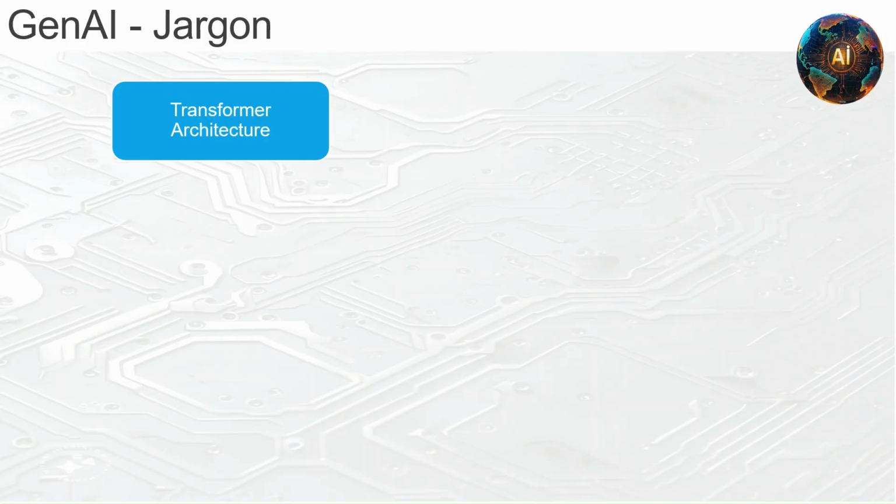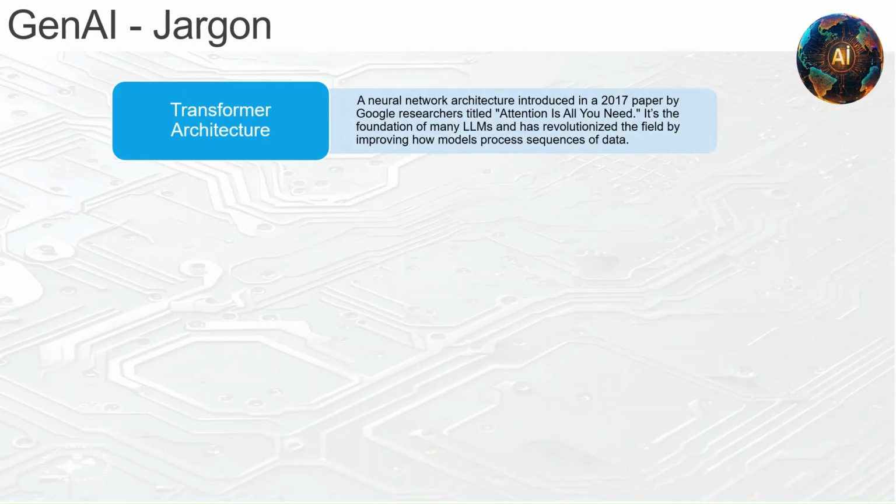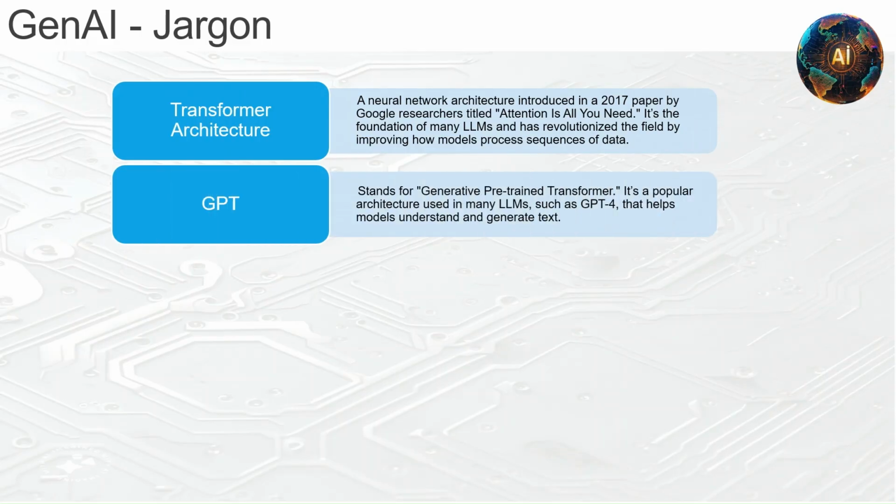Now, LLMs are based on different types of architectures. One type of architecture is transformer architecture, which was based on a 2017 paper by Google researchers titled Attention Is All You Need. This is the foundation of many LLMs, and this has really revolutionized the field by improving how models process sequences of data. One type of transformer architecture is called Generative Pre-trained Transformer, or GPT. This is a popular architecture for many LLMs such as GPT-4, which help models understand and generate textual data.